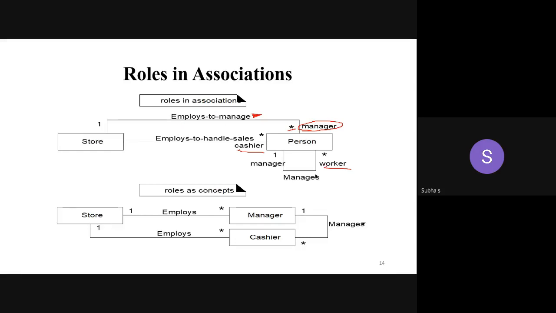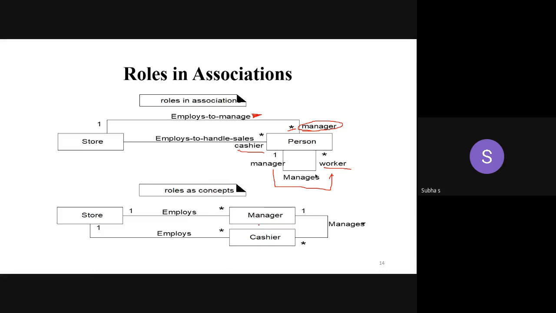Who is employed to manage the entire activities that are happening? Manager. What will the worker do? Many workers. One manager manages whom? Many workers. In this way you have to read. One manager manages many workers. So this is the usage of role in association. Then you can have a role as concepts also.